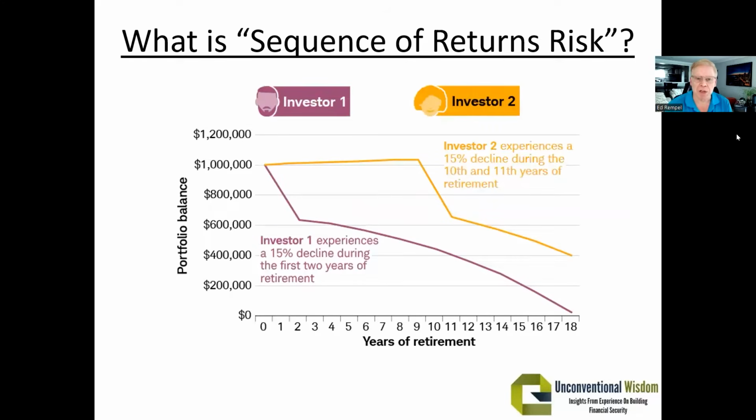So here's just a picture of it. Let's say you retire here, and the first 15 years are bad, and then you withdraw, you're into problems. But if the bad period is 10 years later, it's not nearly as bad for you. That's the picture of what it can look like.